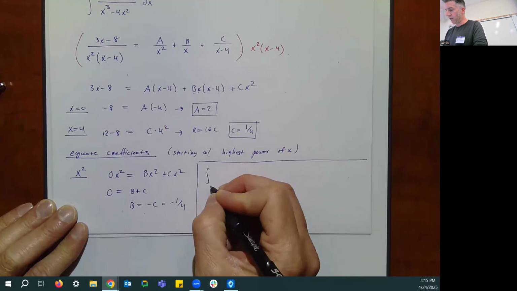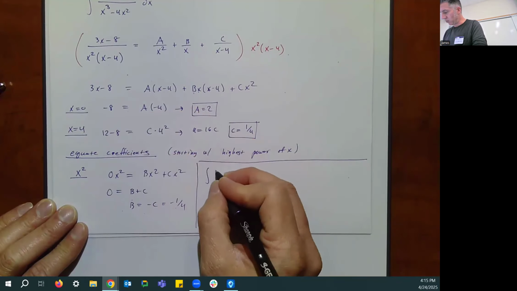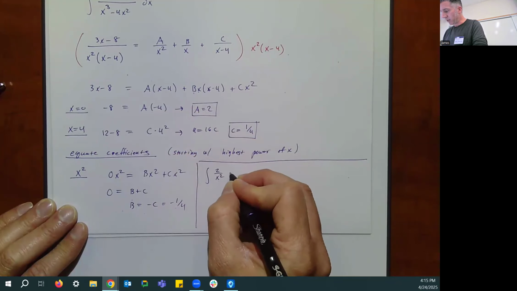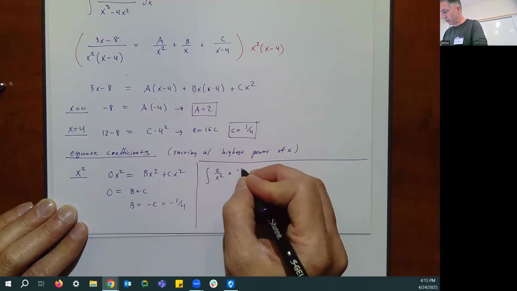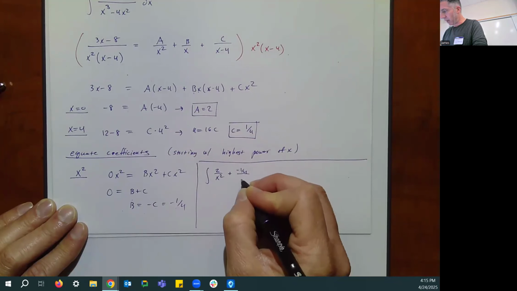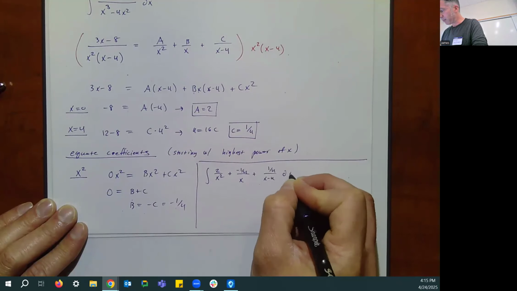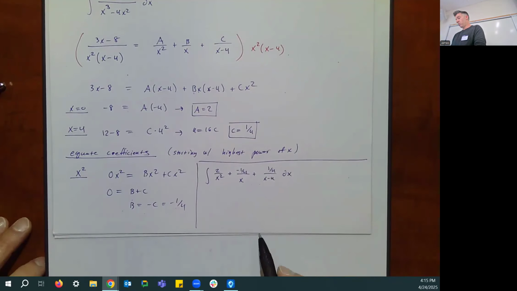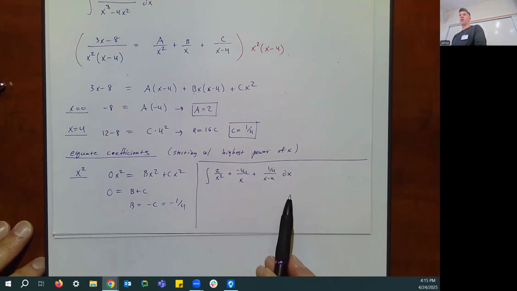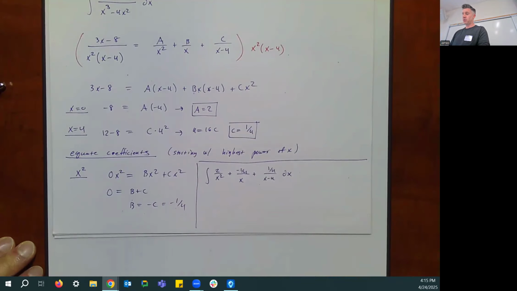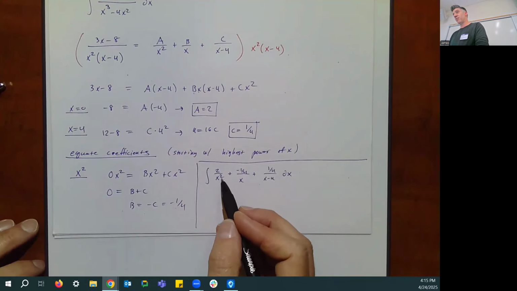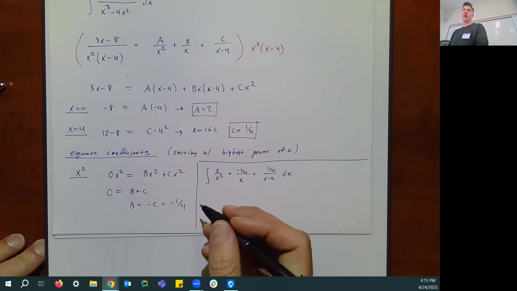We have the integral of a, which was 2 over x squared, plus b, which was negative 1/4 over x, plus c, which is 1/4 over x minus 4. For any denominator that's linear, you're just going to do the natural log thing. But for any denominator that's some other power of x, we're just going to use the anti-power rule, right?